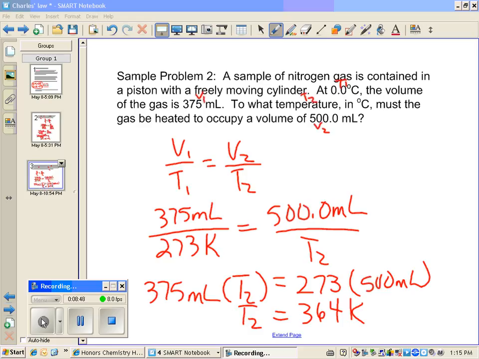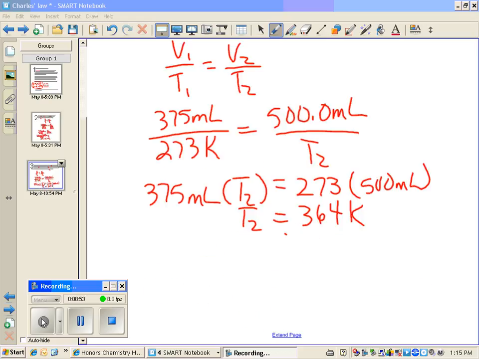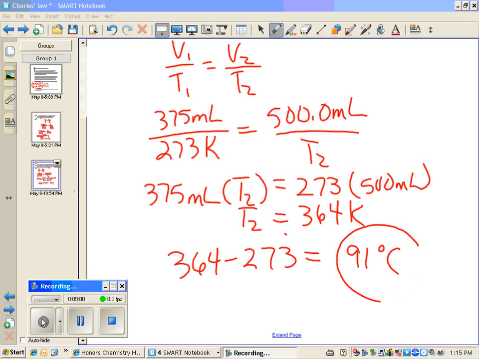Hey, but look, when I look at the problem, it says to what temperature in degrees Celsius. So I had to do it in Kelvin, but I'm not finished. What I'm going to do now is say 364 minus 273 equals 91 degrees Celsius. That's my answer.